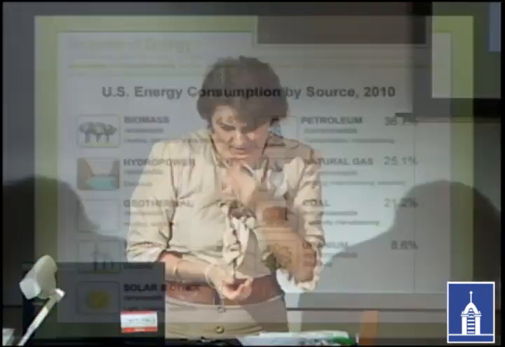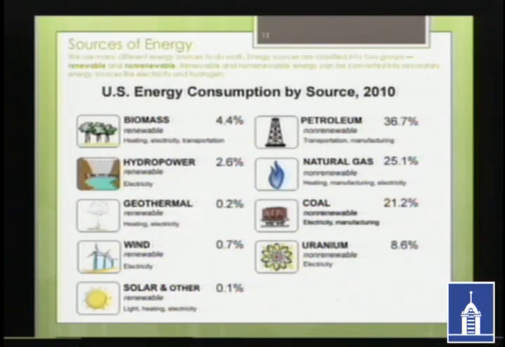So let's add up all of the non-renewable. We have 37 plus 9 plus 21 plus 25. How much is this? 92. They're 80. I think it's 80. It's a lot, right?